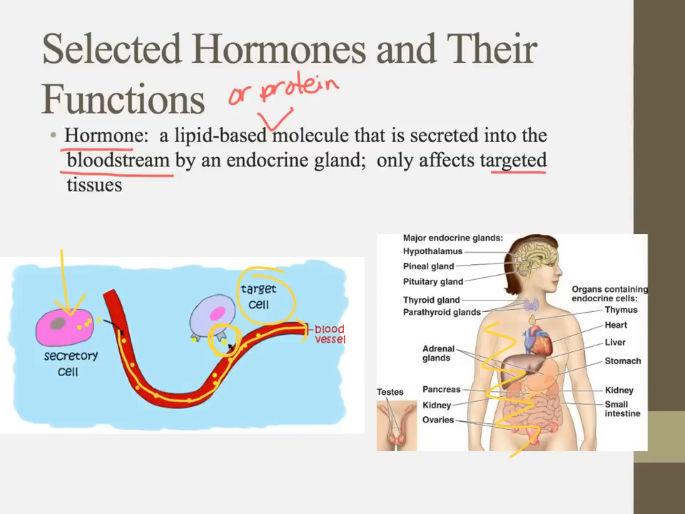So that's one of the ways that hormones target specific cells. It's through this receptor that fits the shape of that hormone. And again, those can either be lipids or proteins.